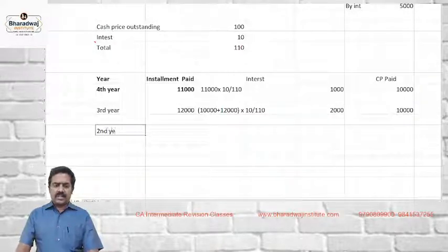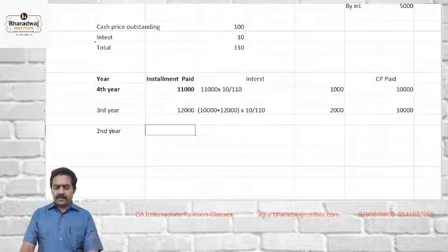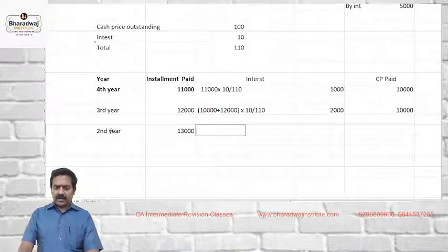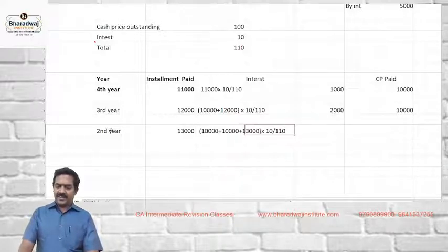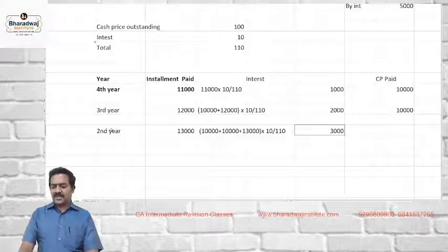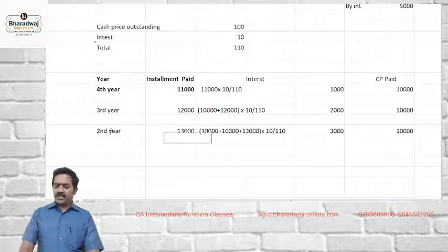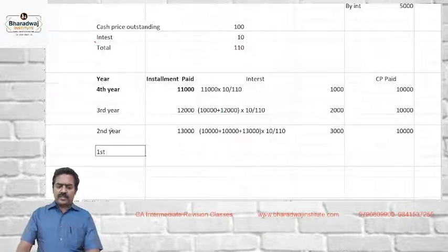So when you go to second year, how much is paid? 13,000 is paid. At the time, all the amounts would have been outstanding. That 10,000 plus next 10,000 plus now how much? 13,000 add up. This into 10 by 110. Reverse working. How much? 3,000. So 13,000 minus 3,000, how much? 10,000 is paid.